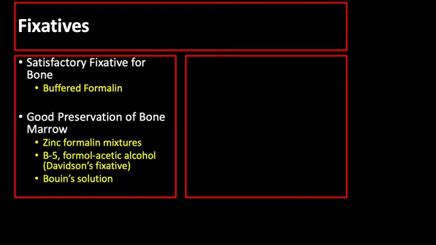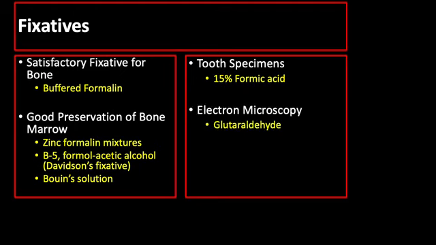So buffered formalin is a satisfactory fixative for bone, but where the preservation of bone marrow is important, some laboratories use alternatives such as zinc formalin mixtures, B5-formol acetic alcohol, or the Davidson's fixative or Bowen's solution. For tooth specimens, a better choice of fixative is 15% formic acid. And if there is a plan for electron microscopy, then glutaraldehyde is the best choice.